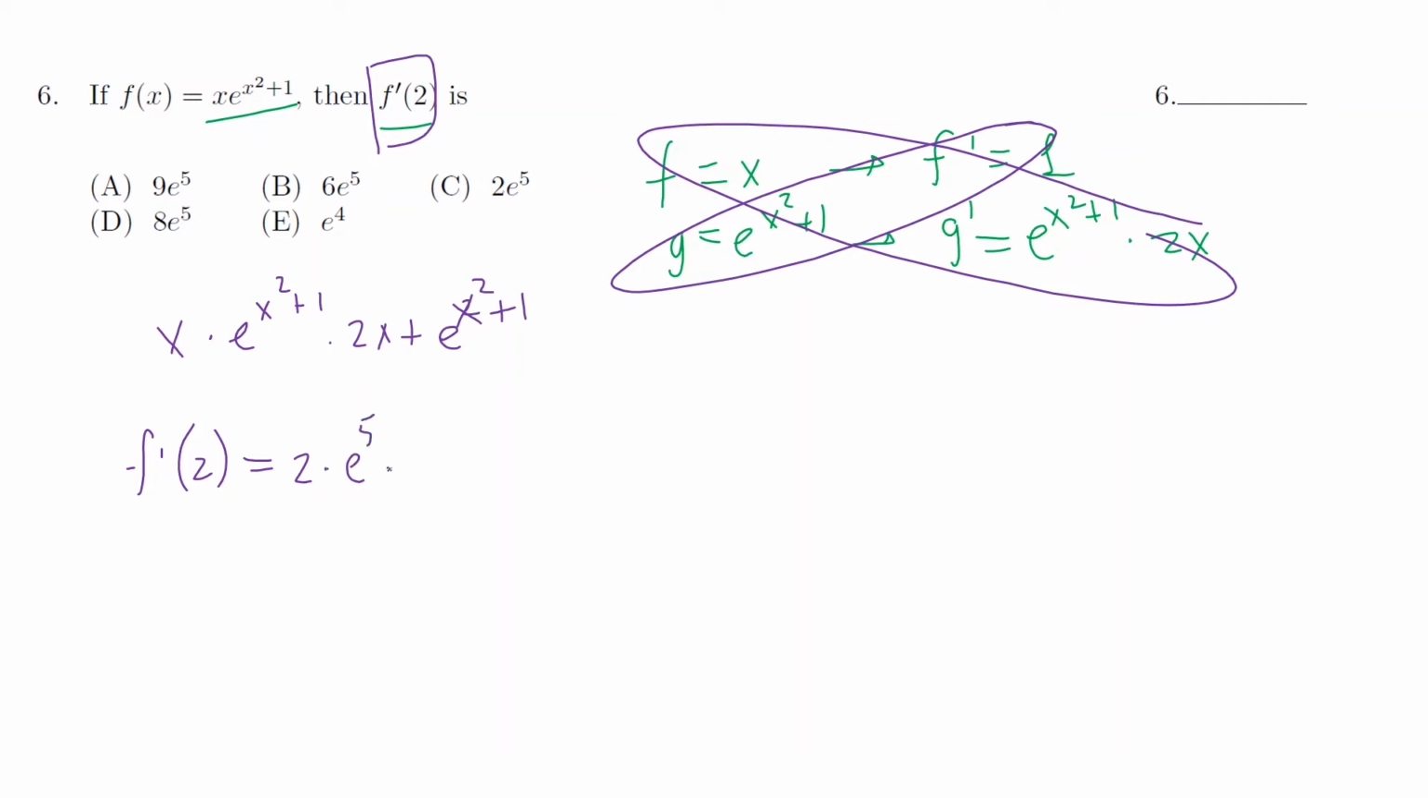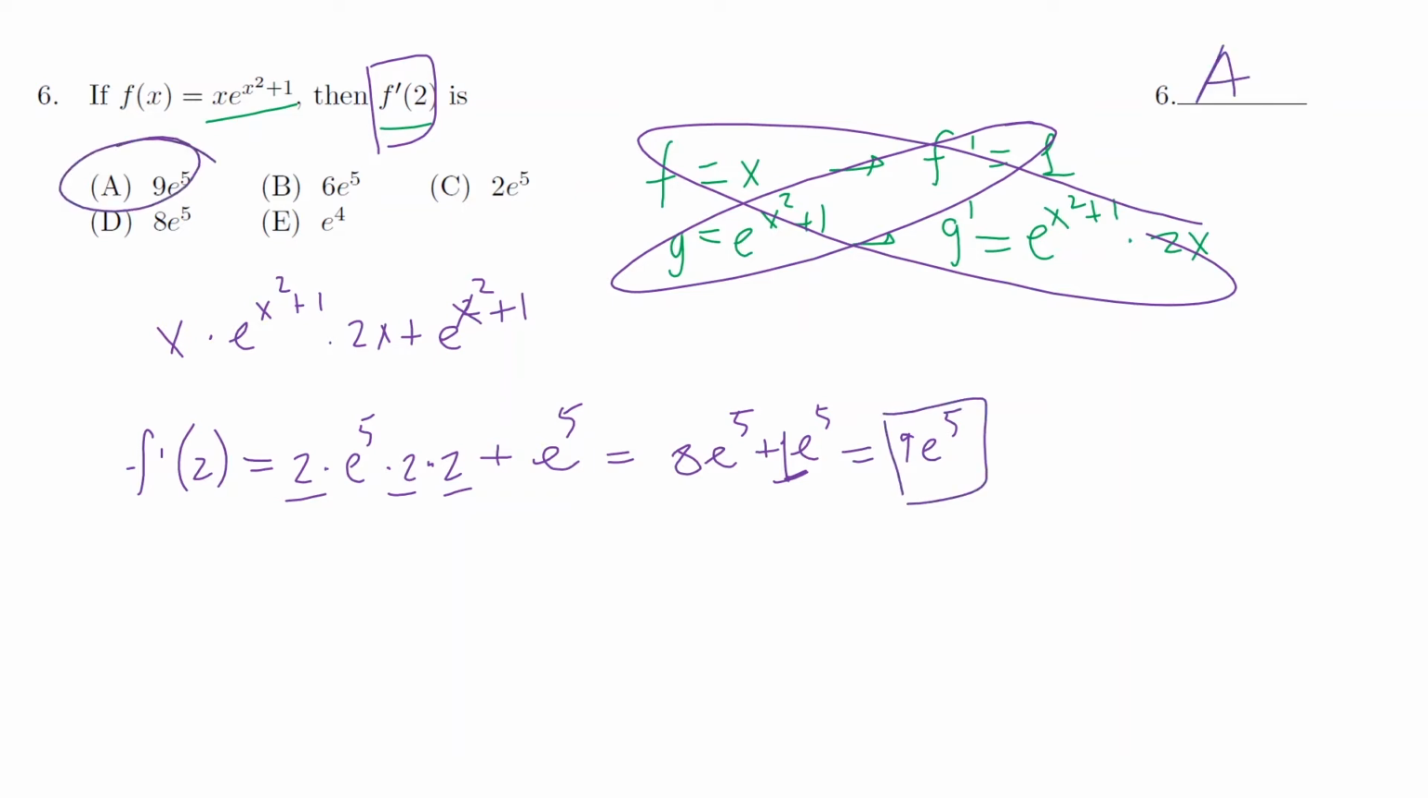Times 2 times 2, plus e to the power of also 5. So 2 times 2 times 2 is 8. 8 e to the 5 plus e to the 5. Now, lots of people don't know what to do from here on. This is 1 e to the 5. So therefore, it's 9 e to the 5. The answer is A. Good.